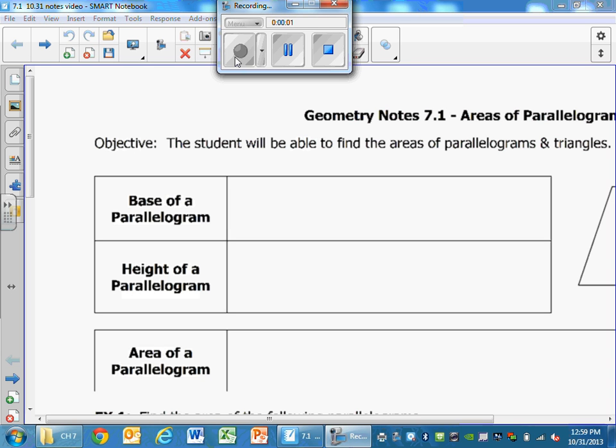All right, good evening. Here's our homework for tonight. 7.1, areas of parallelograms and triangles. Well, the student objective is that we're going to be able to find areas of parallelograms and triangles.